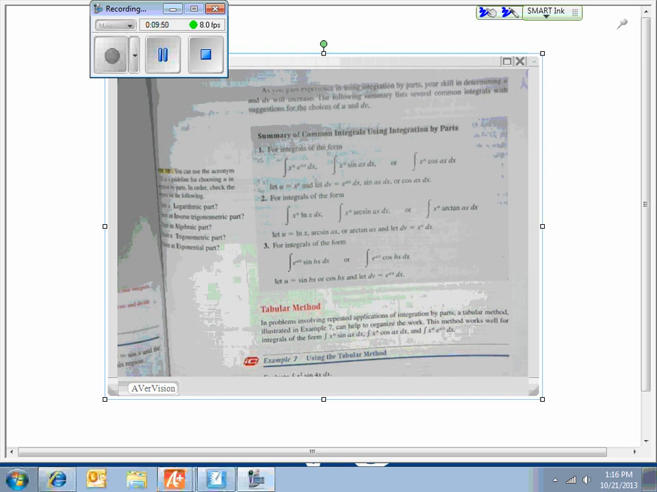Something interesting happens when you have both an e and a trig function, and the e overrides that. So normally if we had a trig function, that'd be our dv, or normally if we had an e to the x, that'd be our dv. In this case, if you have both of them, you're going to use your e to the x to be your dv. Let me look at an example where that happens.